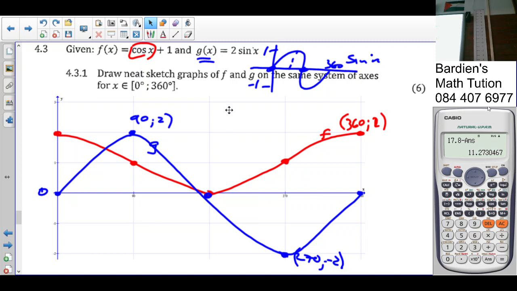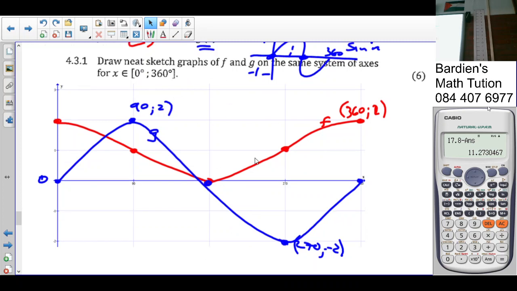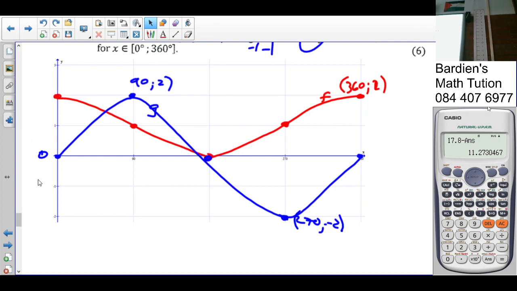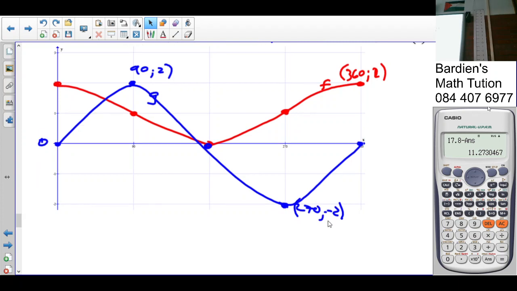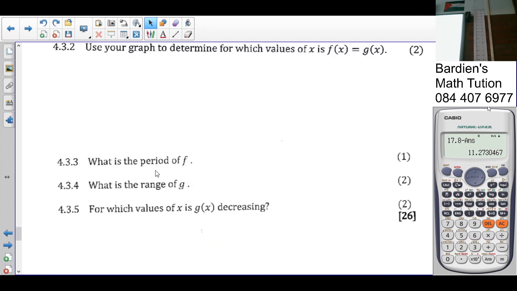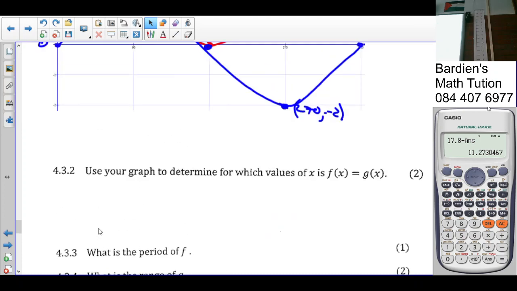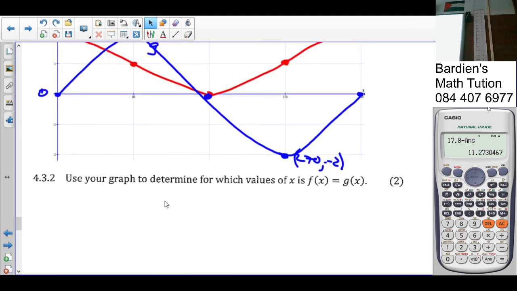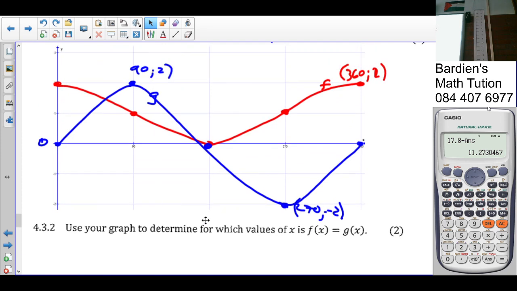Let's carry on. What's the next question? It says draw a neat sketch of the graph of g and f of 0. You see, when it says 0 to 360, you must start at 0 and end at 360 degrees there. So in the next question, 4.3.2, use your graph to determine for which values of x is f of x equal to g of x.